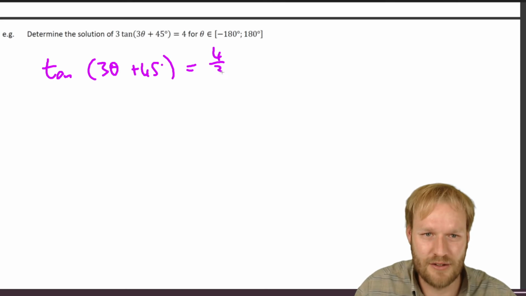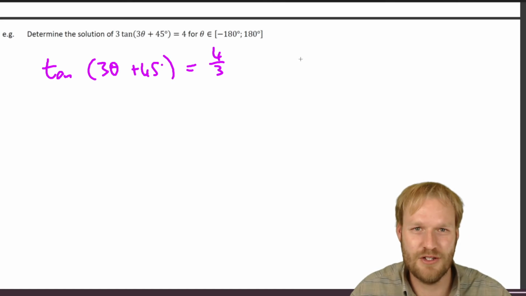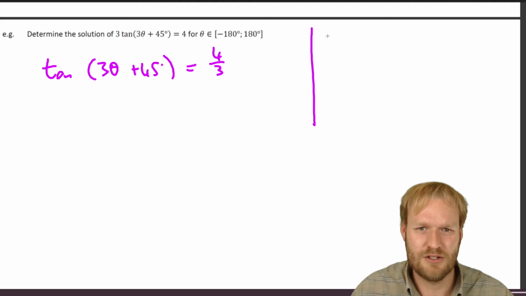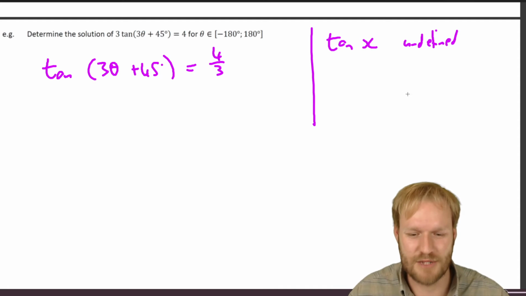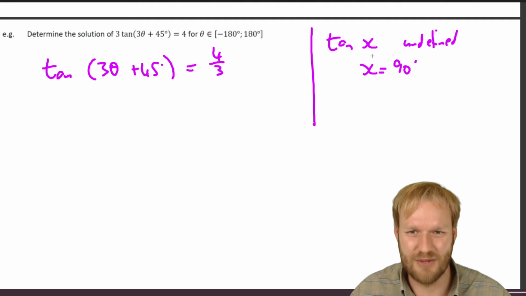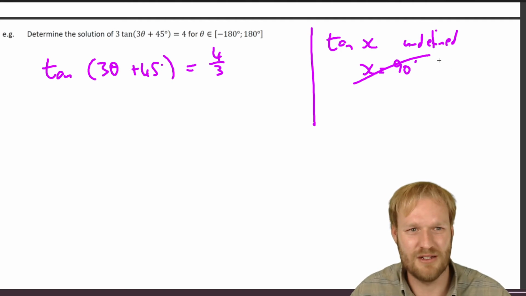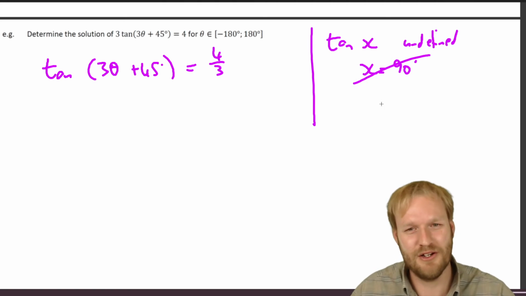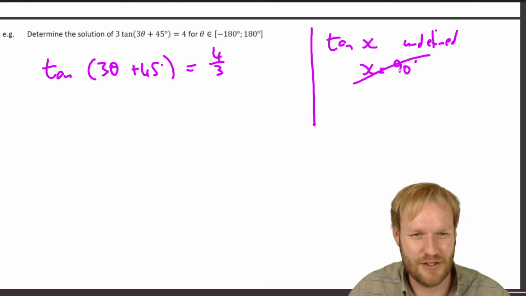Maybe one thing just before we go into this, just in case: think about our asymptotes and where tan theta, I'm just going to call it tan x, is undefined. Just in case that comes up as one of our answers, like x equals 90 degrees, we'd have to disregard it because that doesn't really work. Now, I don't think that's going to come up here, is it? But just keep that in the back of your mind.